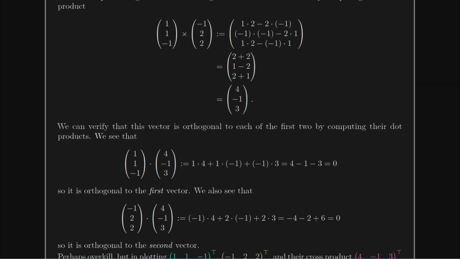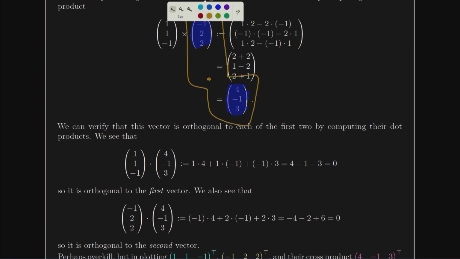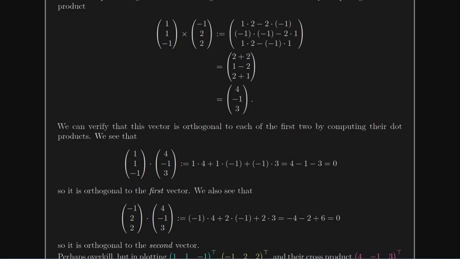I can do the same with the second vector here. Say maybe I want to verify that I'm orthogonal to the second vector, all I have to do is take the dot product of those two. When I take the dot product of those two, I'm going to have a 1 times 4, a 2 times -1, and a 2 times 3. And we do indeed recover 0 there as well.